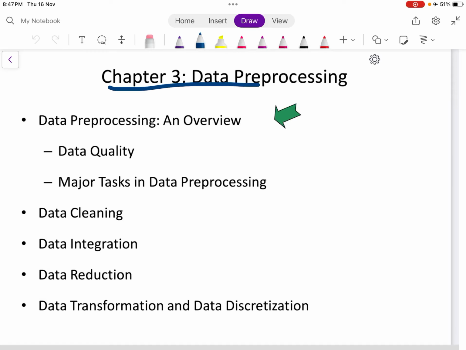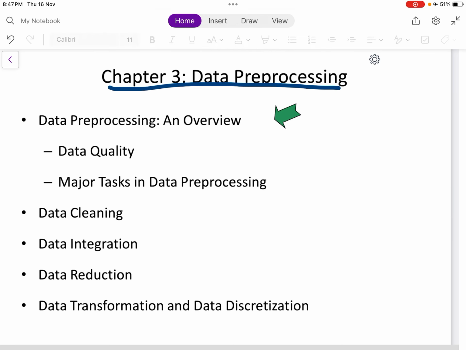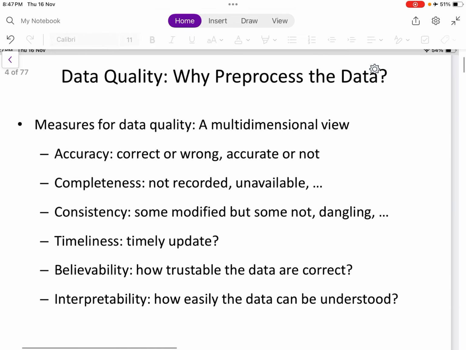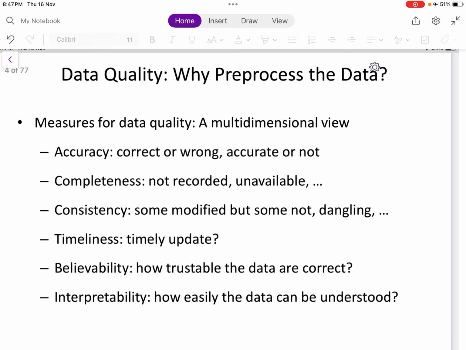So the next part is data pre-processing. In data pre-processing, we will see the overview. Why pre-process data? Why is it important to pre-process the data?